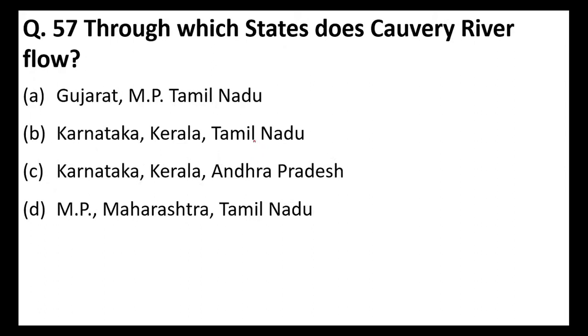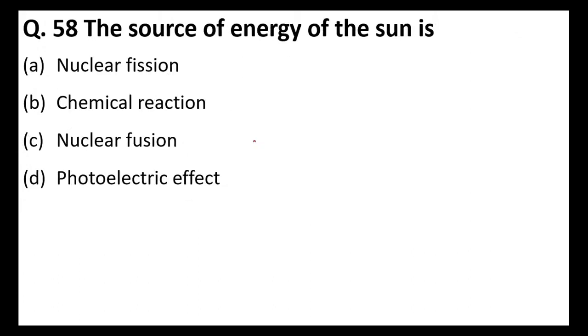Through which states does the Kaveri River flow? So the options are Gujarat, Madhya Pradesh, Tamil Nadu; Karnataka, Kerala, Tamil Nadu; Karnataka, Kerala, Andhra Pradesh; or Madhya Pradesh, Maharashtra, Tamil Nadu. The right answer is Karnataka, Kerala, and Tamil Nadu. You have so many rivers like Krishna, Kaveri, all these are famous rivers in India, especially in South India. Krishna flows through Andhra Pradesh, but Kaveri flows through Karnataka, Kerala, and Tamil Nadu.